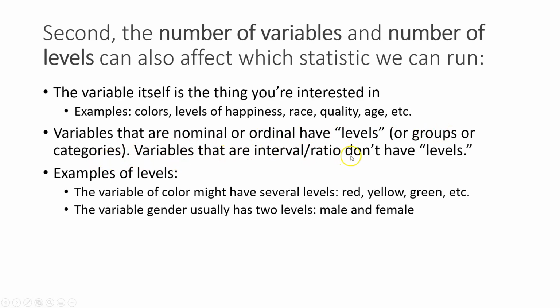Variables that are interval and ratio don't have levels. So some examples of levels would be like the variable of color might have several levels, red, yellow, green, etc. Those are different categories or groups. The variable of gender usually has two levels, like male and female. But if you have an interval ratio variable, like height or weight, it doesn't have levels. You just say what the number is on the number line. So if somebody weighed 126 pounds, that would be their measurement. If somebody else weighed 152 pounds, that would be their measurement. So there aren't levels, there's just a value that's given for that variable.